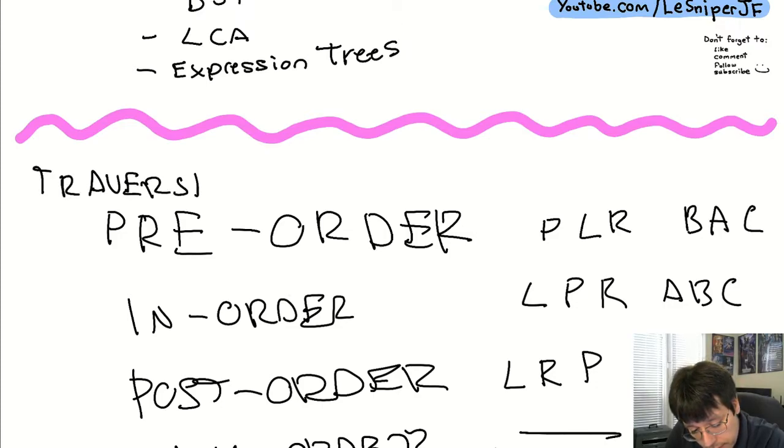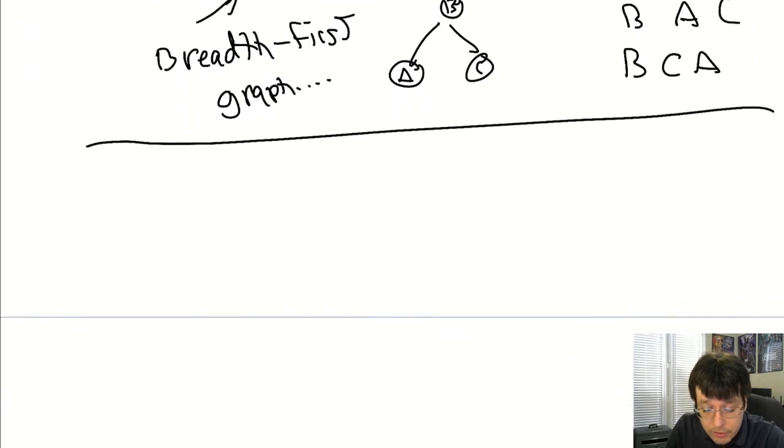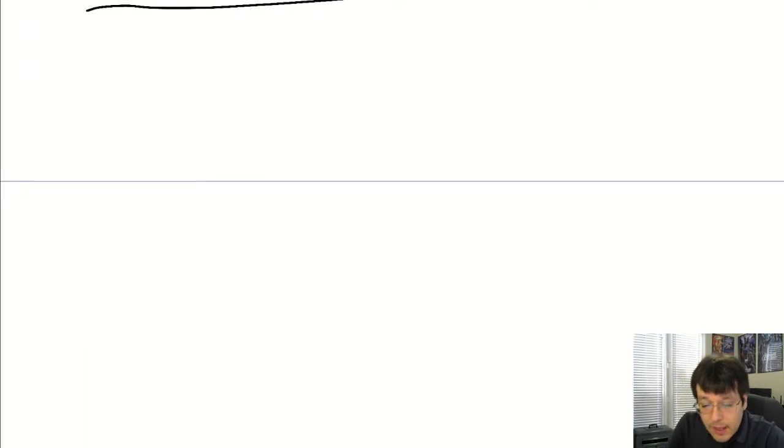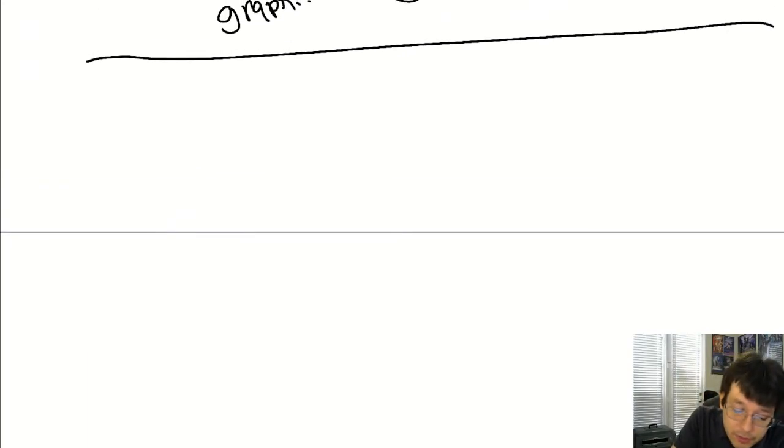So again, those are the traversals for trees. And in this case, it's pretty much binary trees, not ternary, because things would be a little bit different there. And then finally, we have building a tree with a traversal.